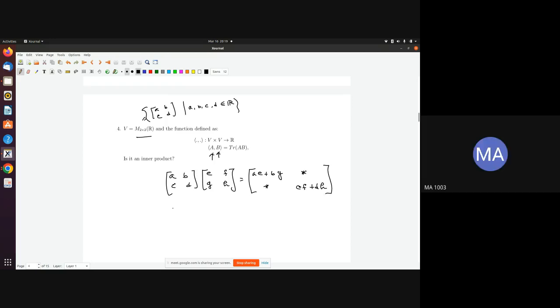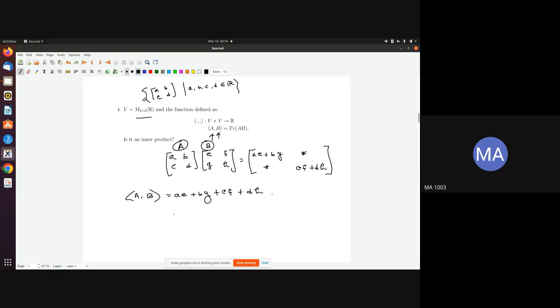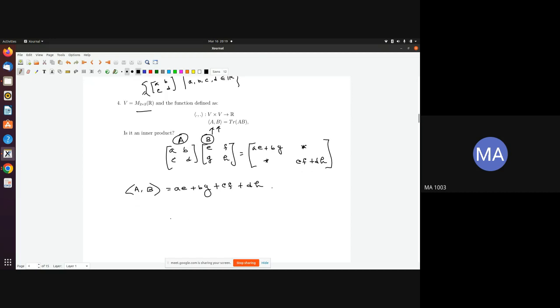So what is the trace of it? The sum of the diagonal entries: AE plus BG plus CF plus DH. Right. Now, this is my A, and this is my B. So the inner product of A and B is basically this formula. That is what I have got. I should not call it inner product yet. This function is giving me this one. Now, if I take both as the same matrix, what will I get? So EFGH is also ABCD.